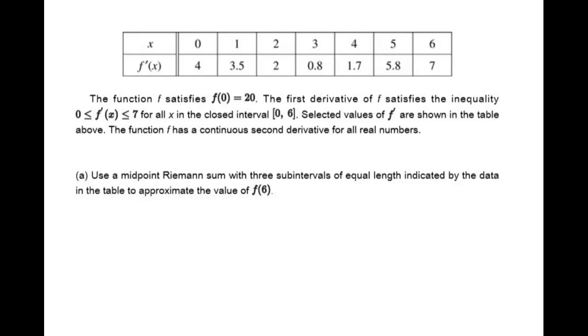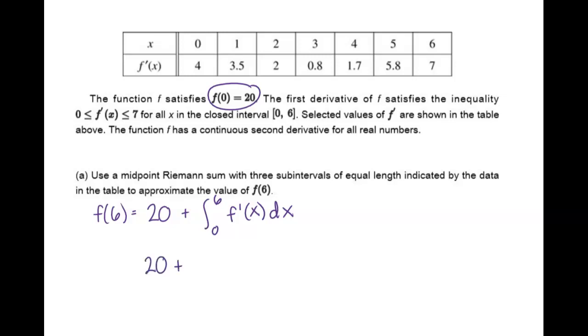So we know to get to f of 6, we will start with 20. And we will add the integral from 0 to 6 of f prime of x dx. So, looking at that, we have 20 plus, and we're going to use a midpoint Riemann sum to approximate that integral. So 3 subintervals. So we'll have from 0 to 2, from 2 to 4, from 4 to 6.